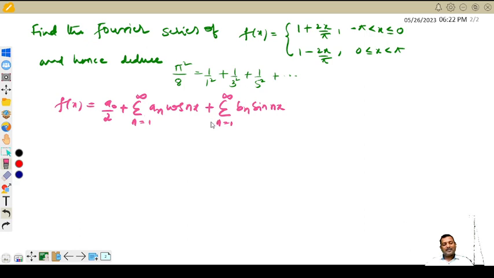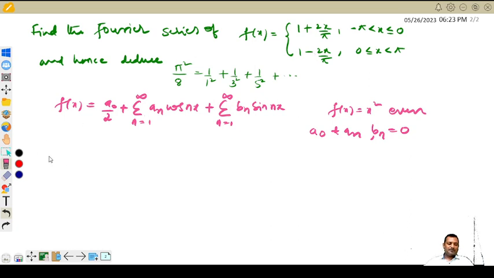In the previous example we have done for the function x square, there f of x is equal to x square, which is an even function. In such cases, we require to find only the values of a naught and a n. Simultaneously, b n value is equal to 0 because of the even function. In this example also, we are using the concept of even and odd functions.